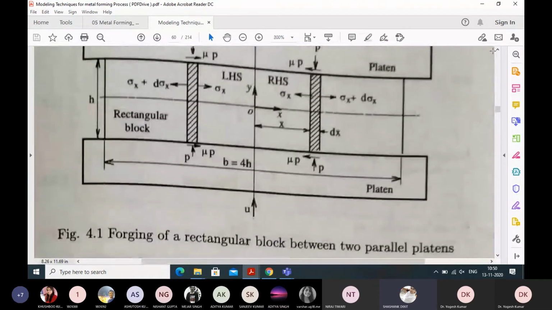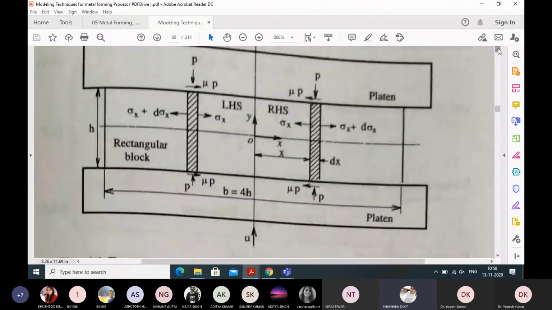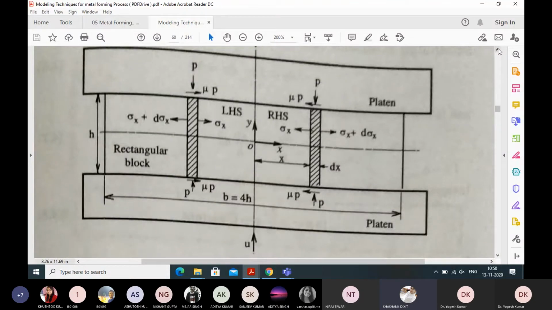I was not able to see that coordinate part from my mobile. Okay, now it is fine.